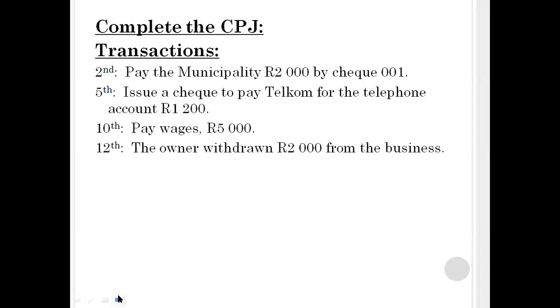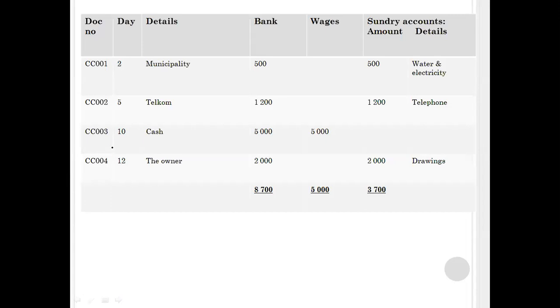Okay, so look again down the 10th, pay wages 5,000. Let's see how we're going to enter it. Right, there on the 10th, there's your next check counterfoil number. There was no name of a business, so remember you're going to write the word cash with details. The amount is 5,000 Rand. 5,000 Rand will go to bank. 5,000 Rand will go to wages. It was a wages transaction. There is a column for wages, so then you can just write the amount in there.